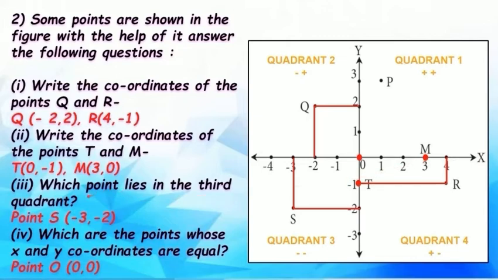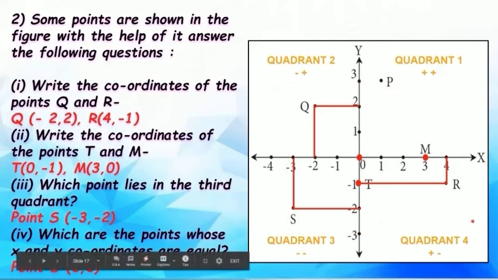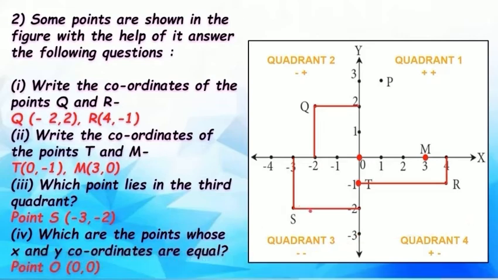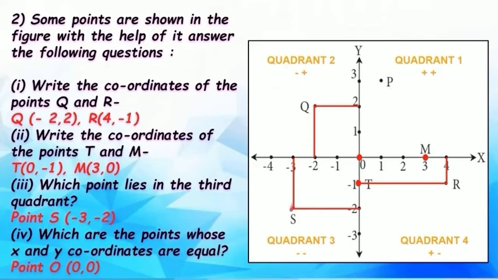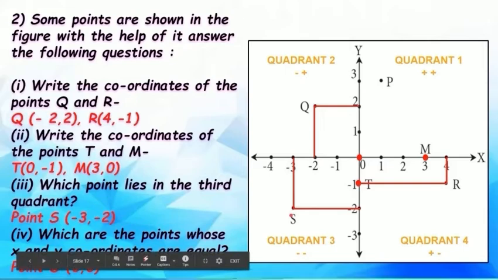Next question says, which point lies in the third quadrant? So if you observe, this is the first quadrant, this is the second quadrant, this is the third quadrant, and this is the fourth quadrant. If you see, we have a point S here. So point S lies in the third quadrant and it intersects the x-axis at -3 and y-axis at -2. Therefore, point S with coordinates -3, -2 lies in the third quadrant, right?